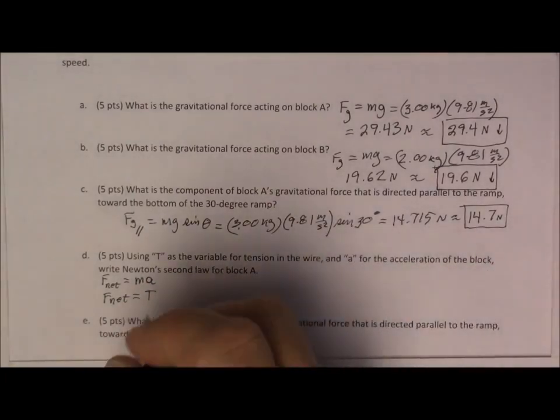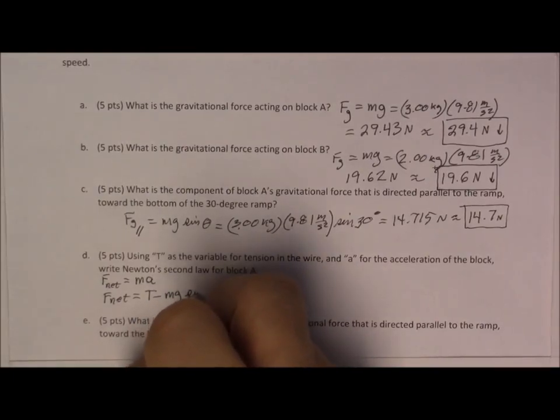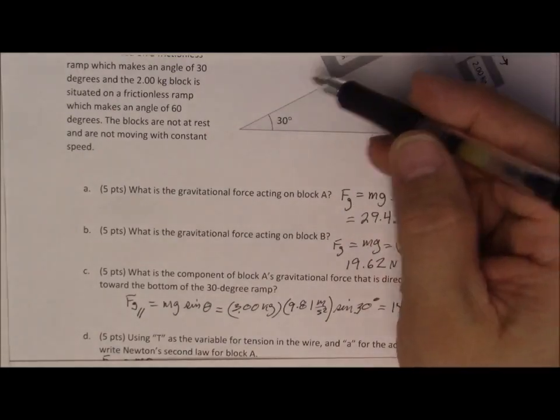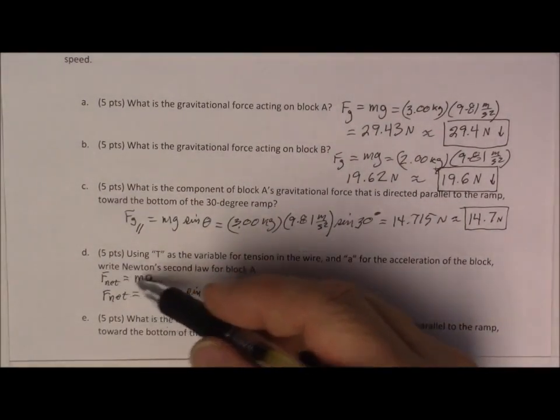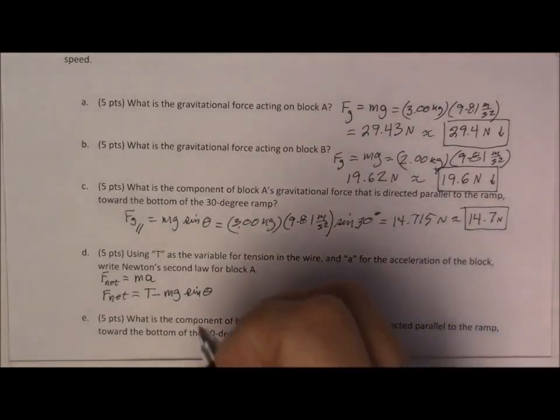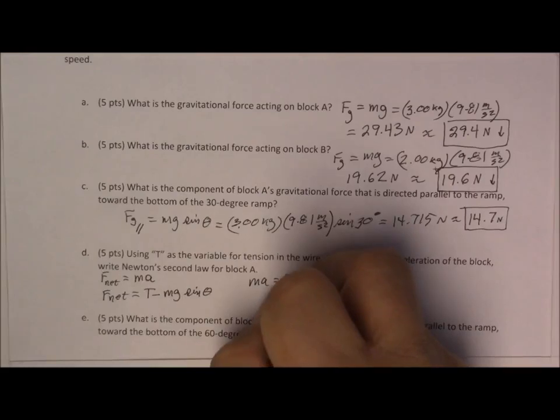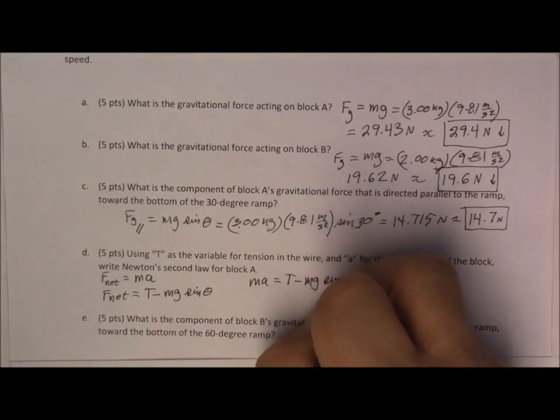T, pulling in the same direction as our assumed acceleration, minus mg sine theta, which is the component of gravitational force pulling down the ramp. So we've got two expressions for net force. Let's set them equal to each other. Ma equals tension minus mg sine theta.